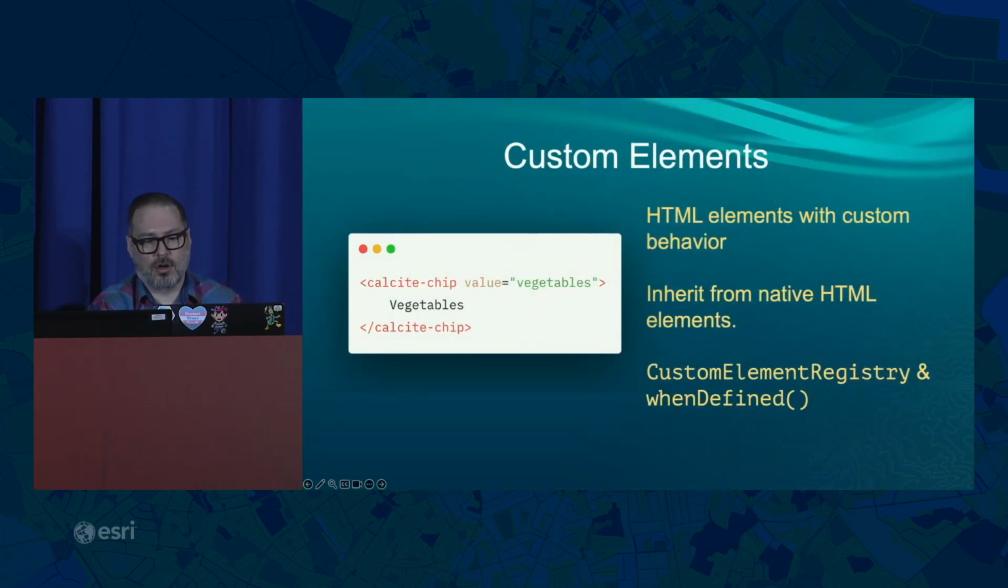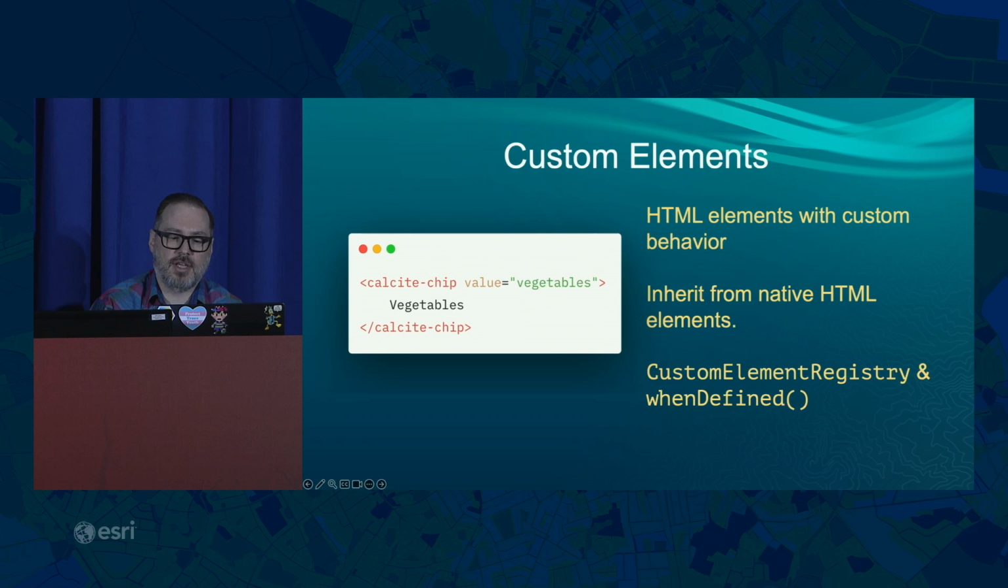Custom elements are quite literally HTML elements that have custom behavior, names, and functionality. And they can inherit behavior from existing HTML tags like a p tag or an image tag, or they can be completely autonomous. That is, they have no inherent behavior beyond what the author gives them. Custom elements have numerous callbacks and interfaces to attach behavior to specific events, but what we really want to highlight is custom element registry and when defined.